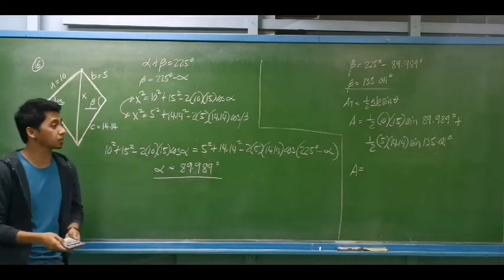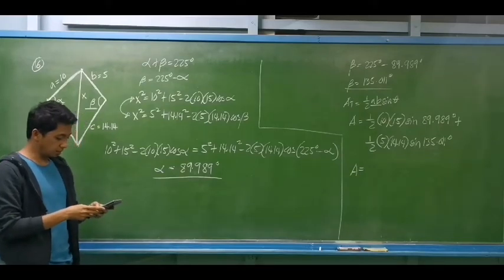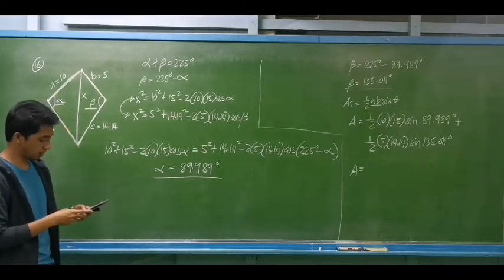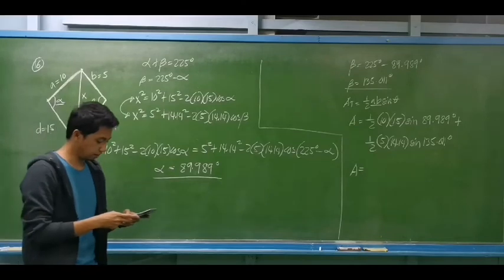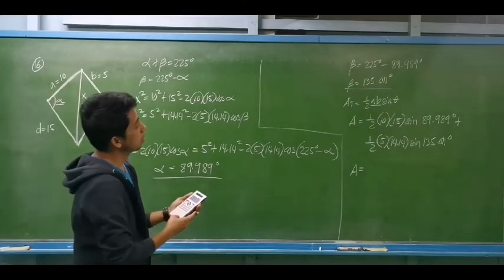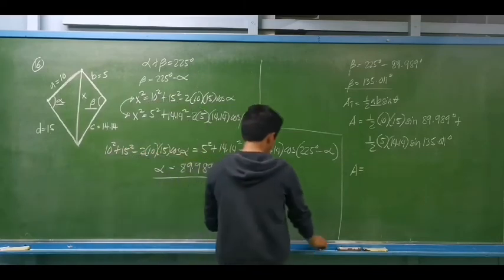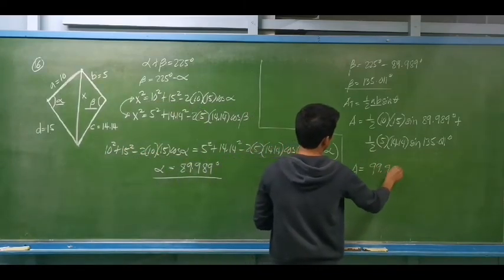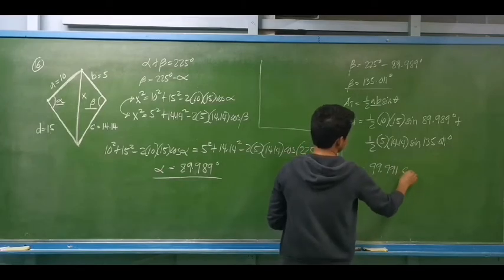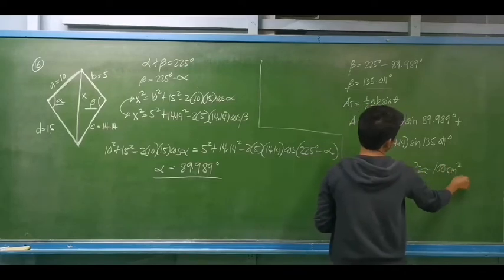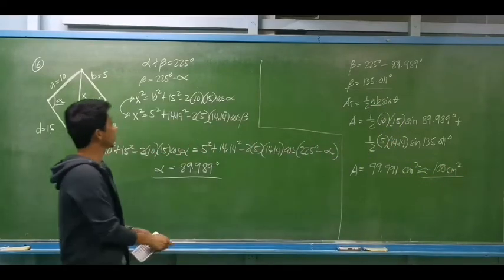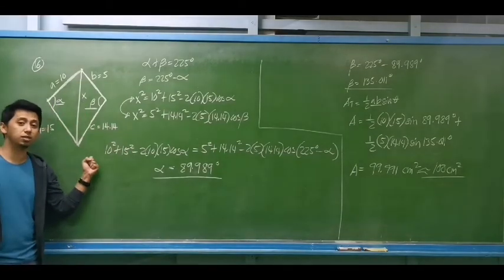So makuha na natin yung area ng quadrilateral. Dalawang area ng triangle lang pinagsama natin. So 1/2 of 10 times 15 times the sine of 89.989, and then plus 1/2 of 5 by 14.14 times the sine of 135.011. So ang lalabas dito is 99.991 square centimeters, so approximately equal to 100 square centimeters. So just in case lang makalimutan yung mga formula, huwag nyo kalimutan triangulation.